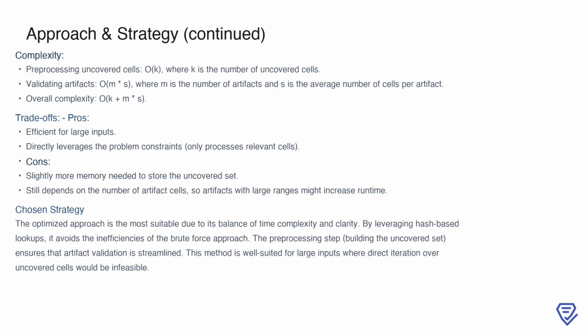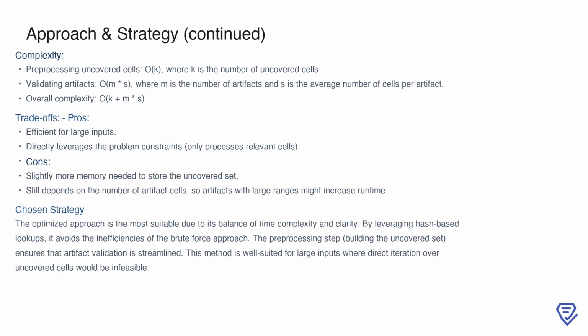The complexity of the optimized approach breaks down as follows. Pre-processing the uncovered cells into a set takes O(k), where k is the number of uncovered cells. Validating the artifacts involves iterating over all m artifacts and checking their s constituent cells, resulting in a time complexity of O(m*s). Combined, the overall complexity is O(k + m*s), which is a significant improvement over the brute force approach.